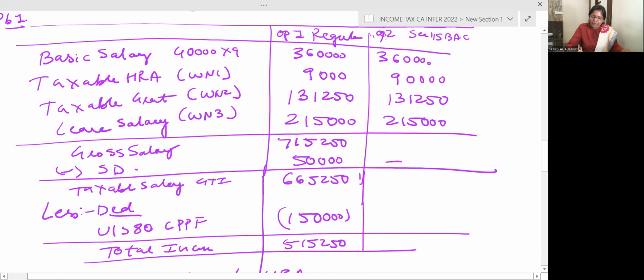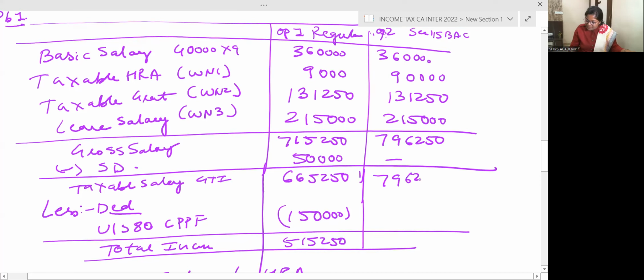What is the total income in alternative minimum tax? 360 plus 90,000 plus 131. Oh, you are giving answers so fast? Everyone is feeling hungry. Me too. 796,250. No standard deduction. And no 80C to 80U deduction, 796,250.